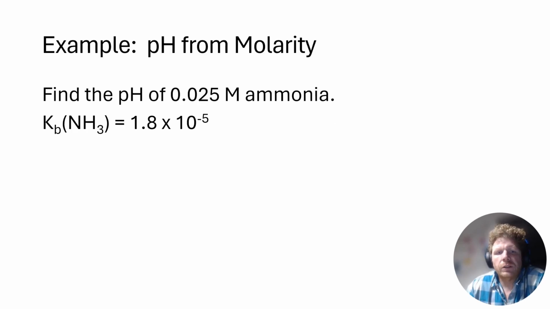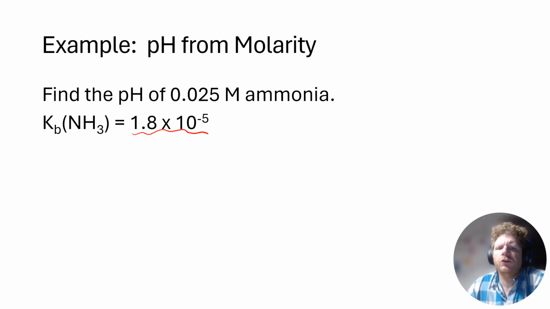All right, so now we're going to get after some practice problems related to KB and navigating that. One example is calculating the pH from molarity. Find the pH of a 0.025 molar ammonia solution. KB for this NH3 is 1.8 times 10 to the negative fifth. Good thing to note, with that times 10 to the negative fifth, we don't have to do the quadratic.